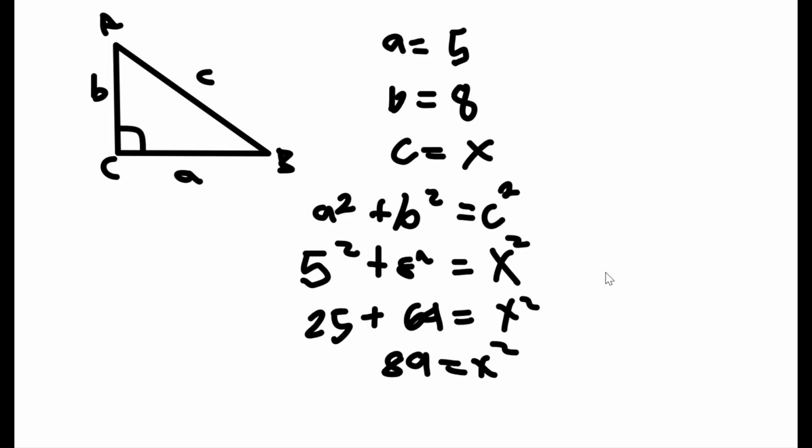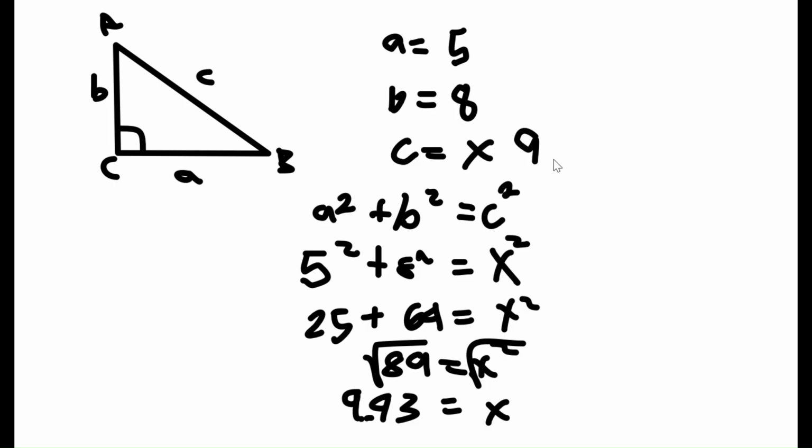Since we are only looking for x, we will find the square root of both sides so that we can cancel the squared. So this is x. And the square root of 89 is 9.43. Therefore, your c or your x is 9.43.